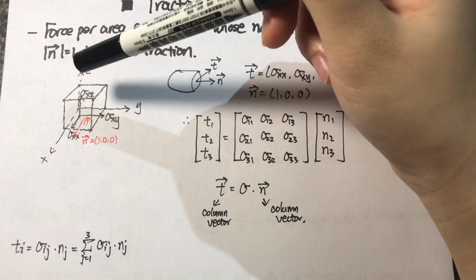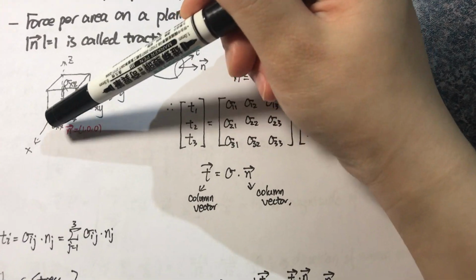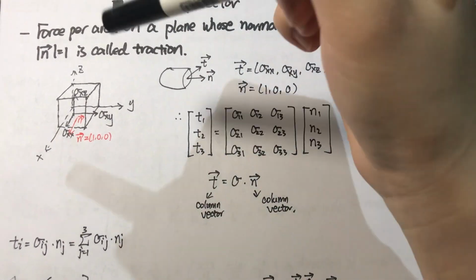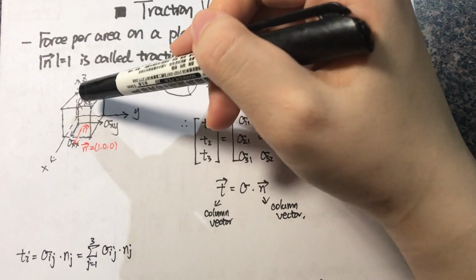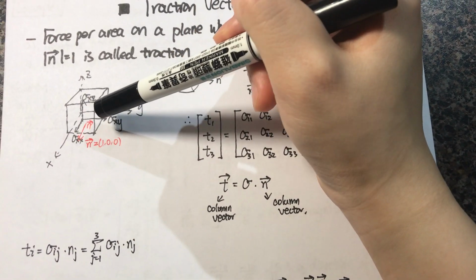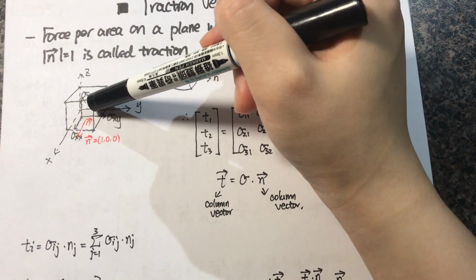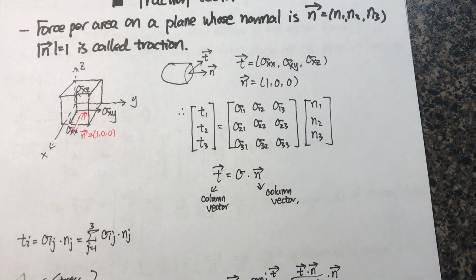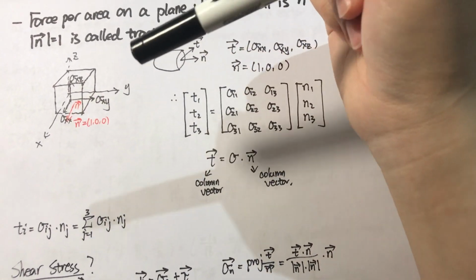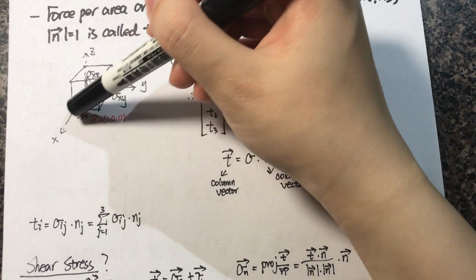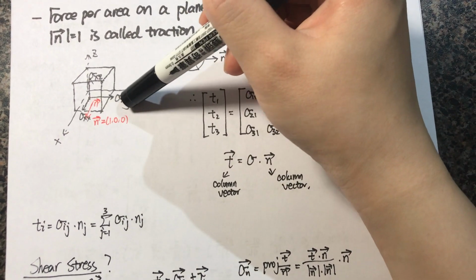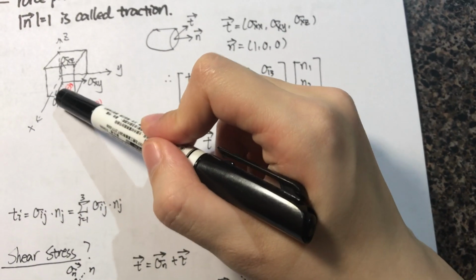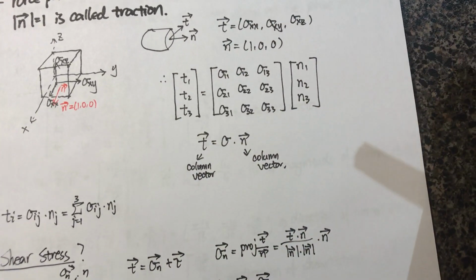And as we can see from this 3D body, on this face, there are 3 stresses on this face. As we can see, there are sigma xx, sigma xy, sigma xz. The first letter denotes the normal of the face along the x-axis here, and the second letter denotes the direction of the force, which is x, this one is y, and this one is z. Also, the normal of this face is 1, 0, 0.